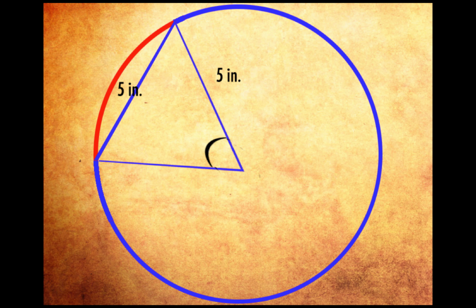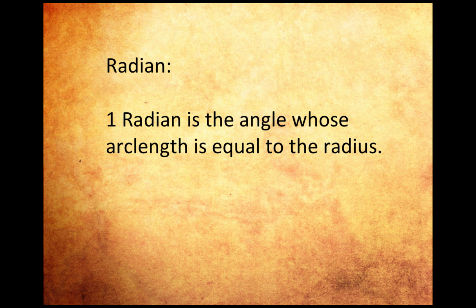Is this arc bigger or smaller than 5? It's bigger than 5. So if I want the arc to be equal to 5, should I make the angle smaller or bigger? Smaller, because I want to get that arc smaller. It's 57 point something degrees, but at any rate, what we did was we named it. The angle, so that the arc length is 1 radius, is a radian. Okay? So radian measure.